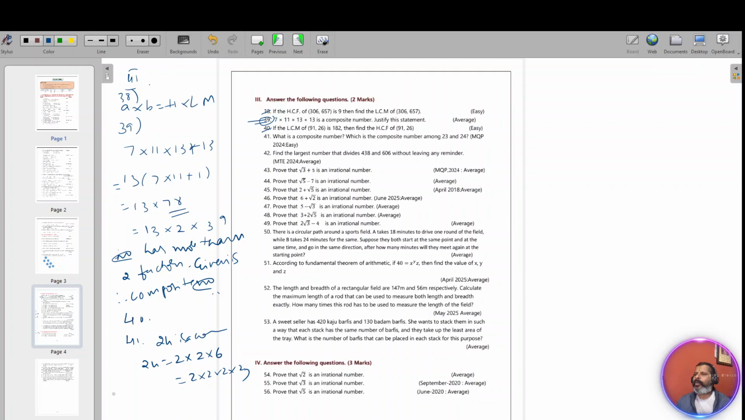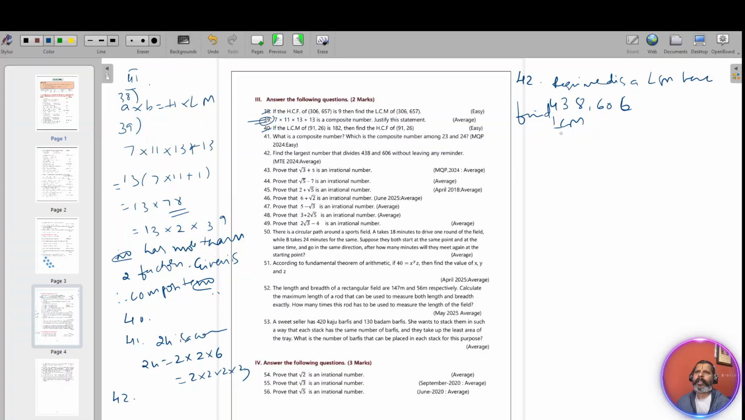42 is an important question because from the question we cannot understand what is to be found, so I'm just solving it. Find the largest number. Please make a note that in word problems, when they ask largest number it's HCF, least number means LCM, highest, maximum length kind of words mean HCF always. The street lights or signal lights question is always LCM. These are some clues I'm giving you. So 42, find the largest number means required is a LCM here. So you find LCM of 438 and 606.